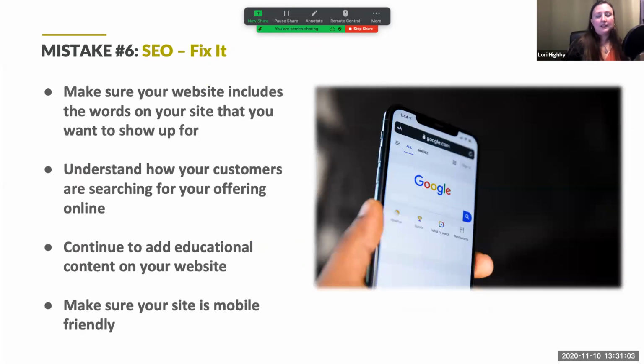So how do we fix this? 100% make sure that your website is including any of the words in the language related to that problem. Not necessarily focusing on the solution. You have to focus on the problem that your ideal customer has that you are the solution for. It's because they're searching based on the problem that they have.